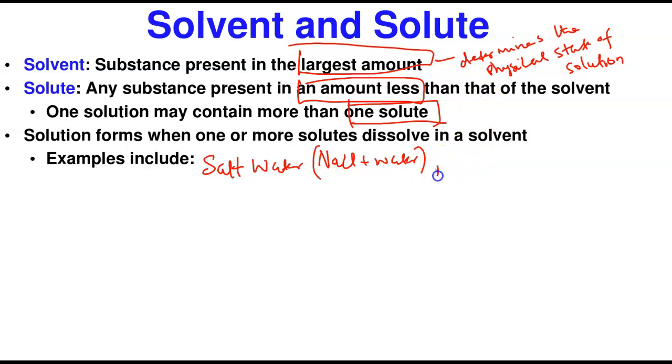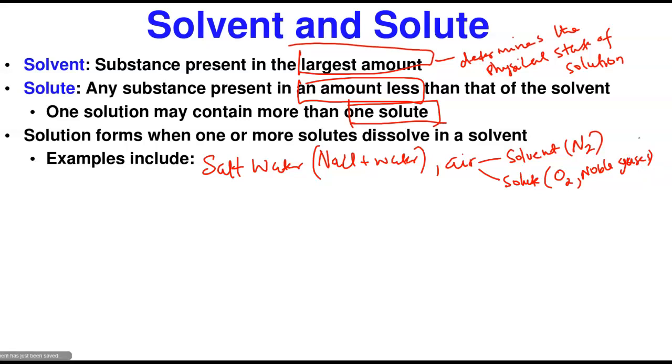So air, even the air we breathe, what does air contain? In air, we know the solvent, the one in the largest amount, is actually nitrogen, N2. The other gases are the solute. Oxygen is there, and the noble gases are all there in small amounts, and a couple of other ones too.